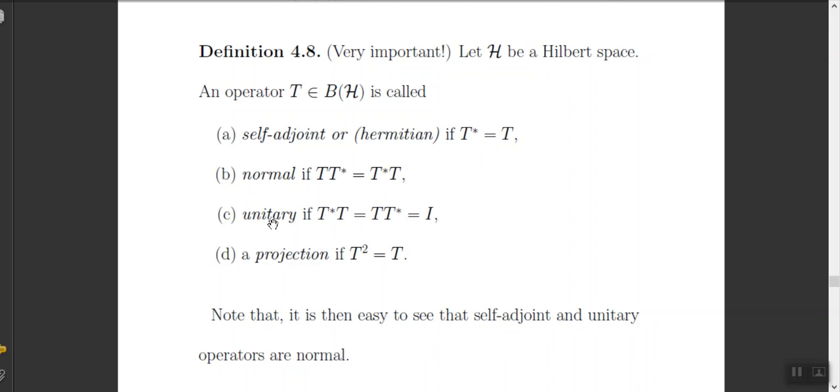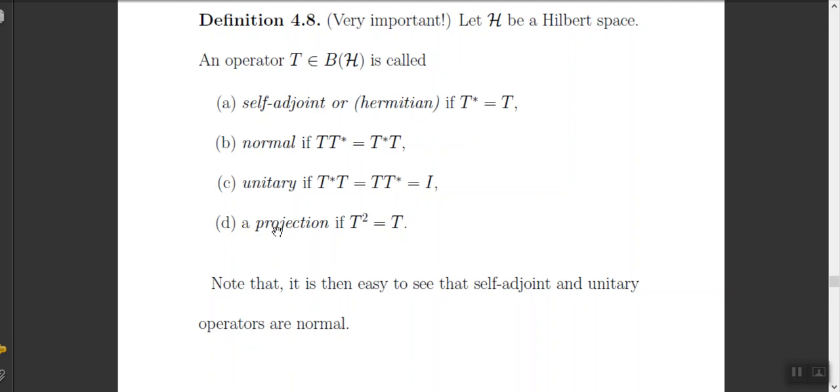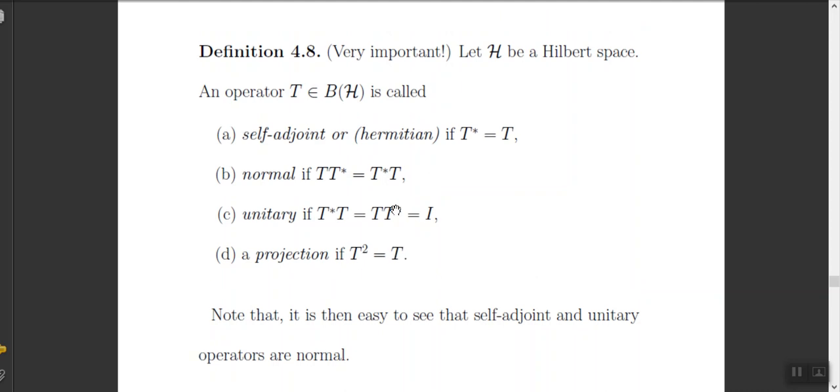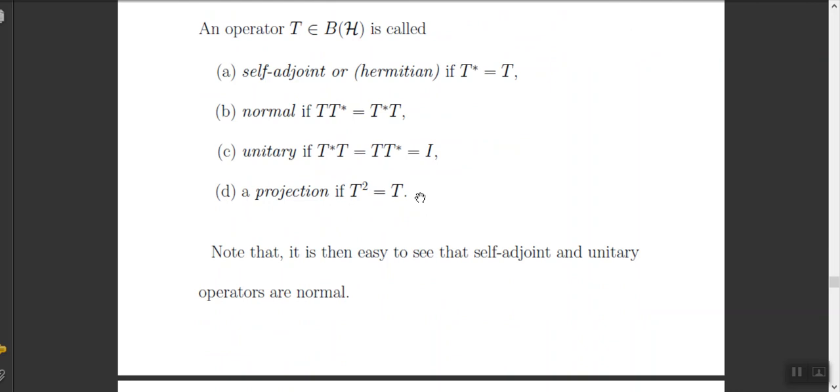We say T is unitary if T star T equals T T star equals the identity operator. What does it mean? It means that the inverse of T is T star. And we call it a projection if T squared, it means T composed with itself, equals T. So bear in mind, this is a very important definition here.